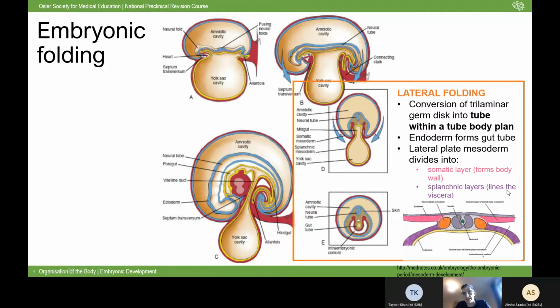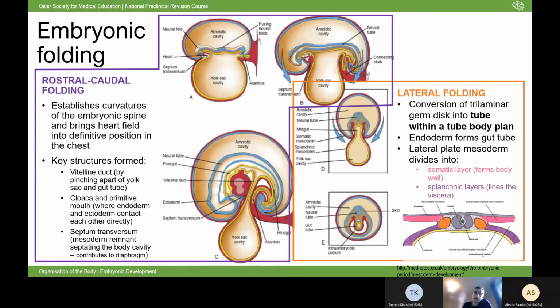We also see how, in accommodating that folding, we get the mesoderm dividing into these two layers, the somatic layer, which stays around the outer wall of the body, if you like, and the splanchnic layer, which lines that inner tube of endoderm and contributes to gut tissues.